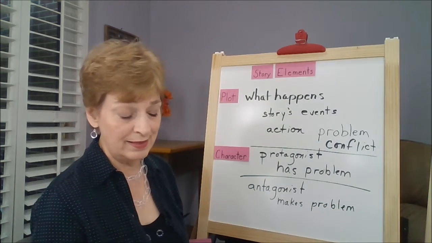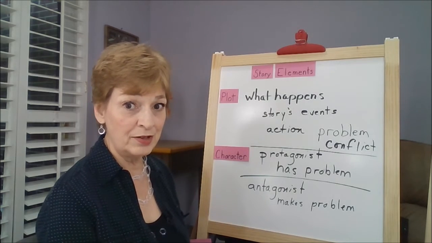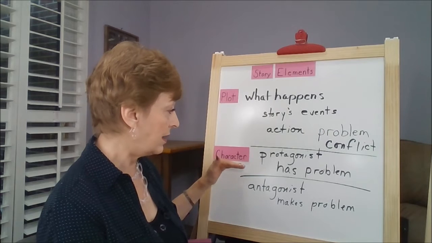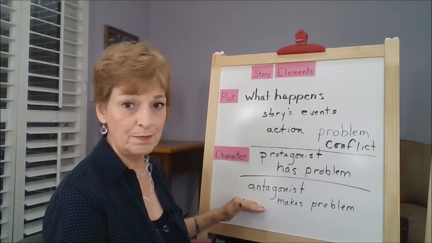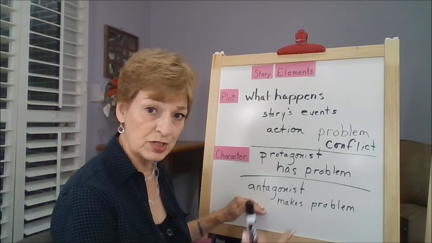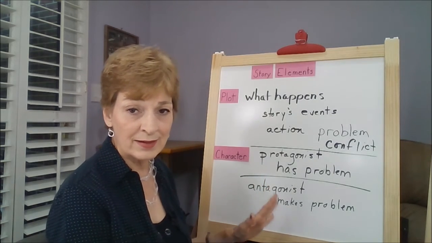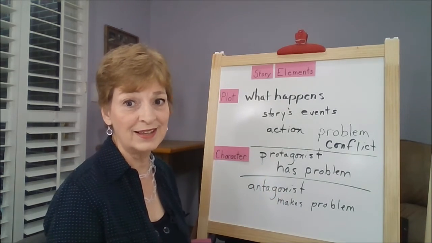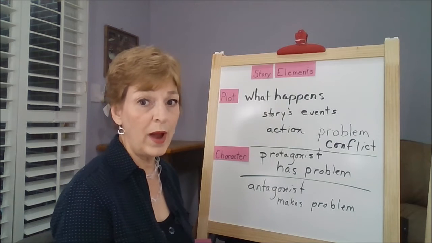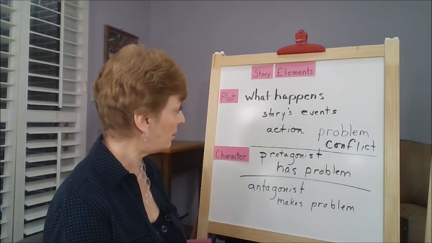I'm simplifying this, but if you are able to get your child to understand that protagonist has a problem, antagonist makes the problem, the comprehension of the story will be easier for your child to understand. The nuances they'll get into later, but if they understand the macro of this, this will take them a long way as they get more experienced as a reader.